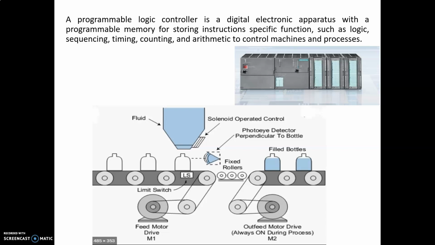To understand that part, we have an example here. This is the example of a water bottle filling plant. We can see that we have empty bottles on the left hand side, and the output, a filled bottle, on the right hand side. This conveyor system is being run by this motor, and the fluid is being filled into the bottle at this point. So it's very important to have precision and accuracy about the position of the bottle.